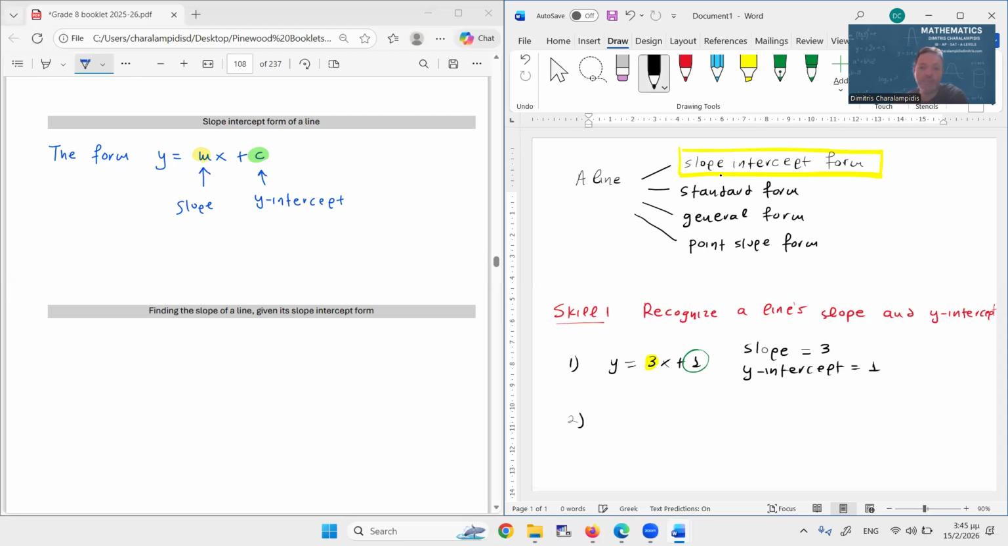Second example, but still similar. y equals negative 5x plus root of 3. Again, this is written in the form something times x, so that would be the slope, and the constant number at the back should be the y-intercept. So in this case, the slope is negative 5, and the y-intercept is root of 3.